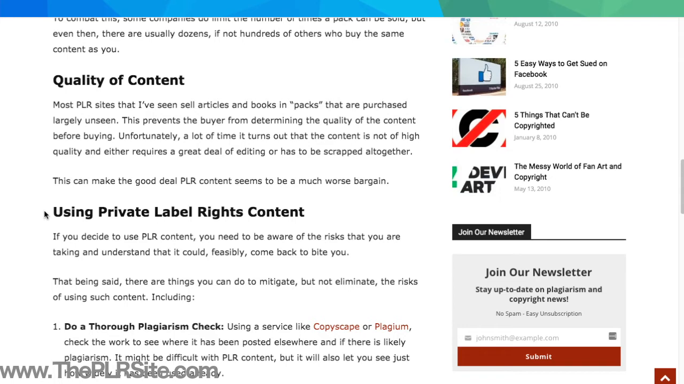That's not an indictment of PLR, though. It's just that you've got to be careful. I've been doing research. Literally, what have I said? Don't get this stuff blindly. I've said it in multiple videos and in multiple articles. I don't know what else to say. It's not an indictment of PLR. It's just, hey, be more careful.